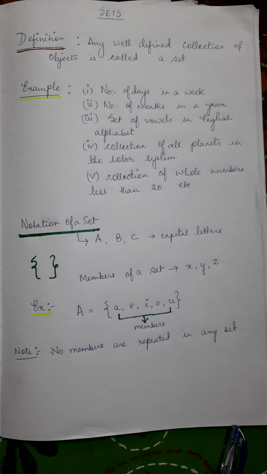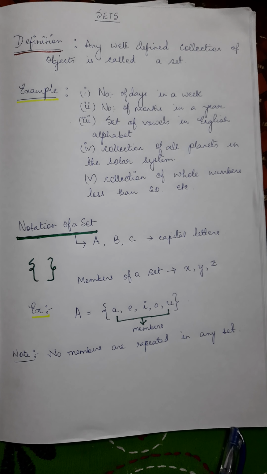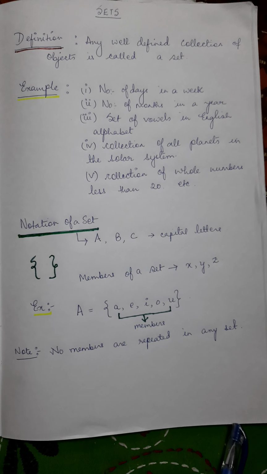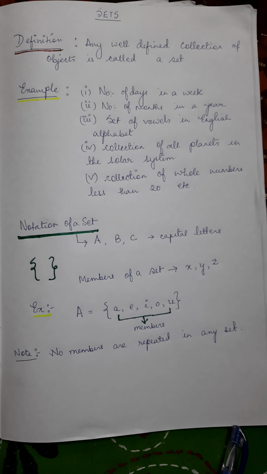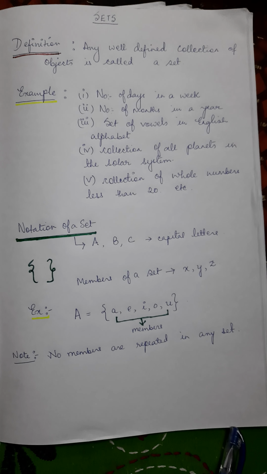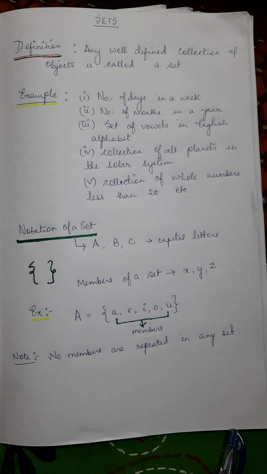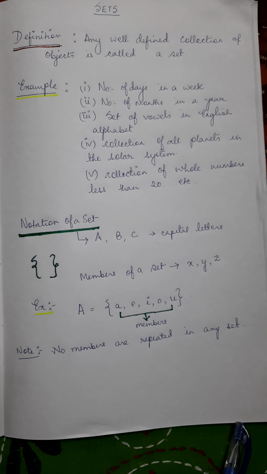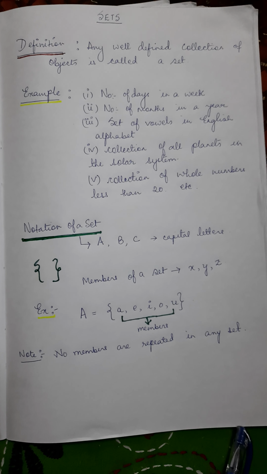Let me give you an example. I have written an example. A is a set of vowels of the English alphabet. Now, what are the vowels? A, E, I, O, U. So, I write A as a set, and to represent the set, I write it by means of a second bracket. And what are the English vowels? A, E, I, O, U. So, A, E, I, O, U are considered as the members of the set.